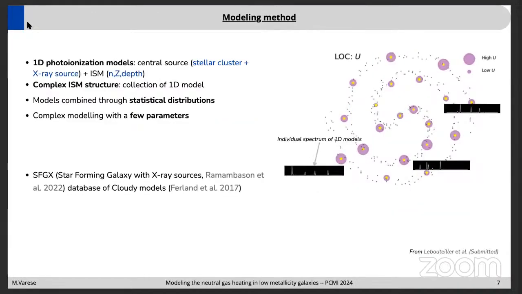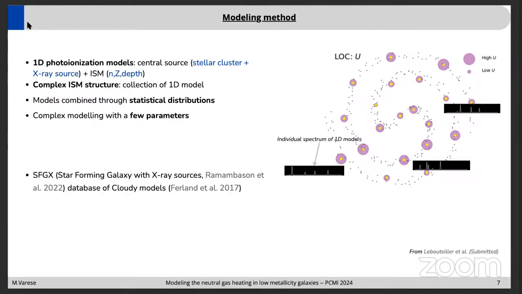Okay, so I will explain quickly the modeling method that we use. We don't have spatial resolution in the DGS galaxies, only integrated spectra, so it would be logical to use one-dimensional radiative models to model the galaxies. This is what we do. We have models with a central source, which is a stellar cluster, and an X-ray source that we can remove if we want to see the impact of X-rays specifically. The surrounding gas has a given density, metallicity, and depth that we can vary.